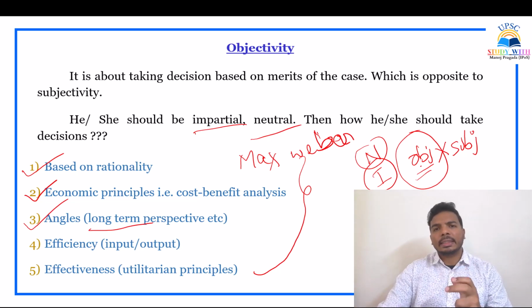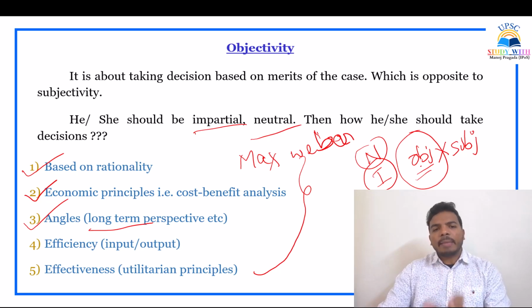We have already discussed all the angles, individual versus societal benefit, short-term versus long-term. These things we are discussing again and again, because on these parameters only you have to frame all the answers. These are very important. All the angles I have discussed in the previous lectures. You just refer my previous lectures, and all the angles you will get, short-term versus long-term, individual versus society.